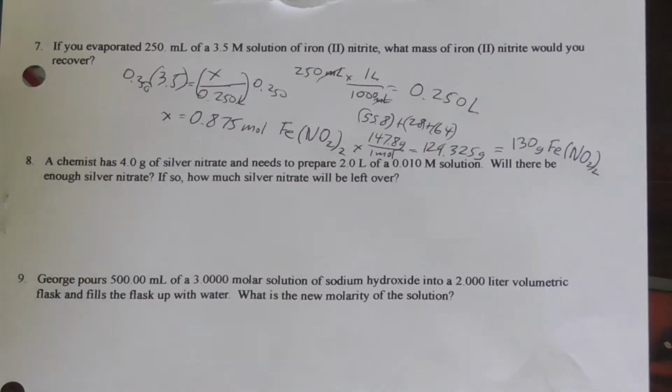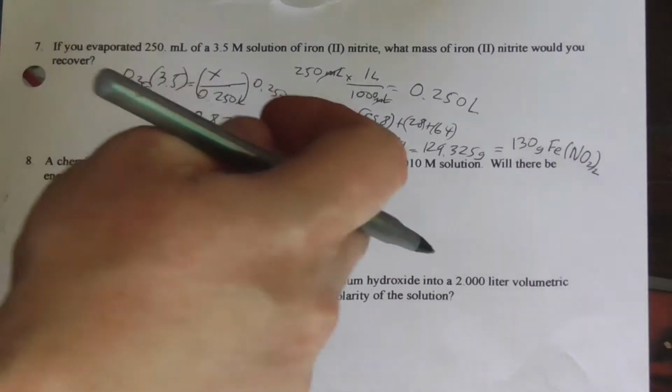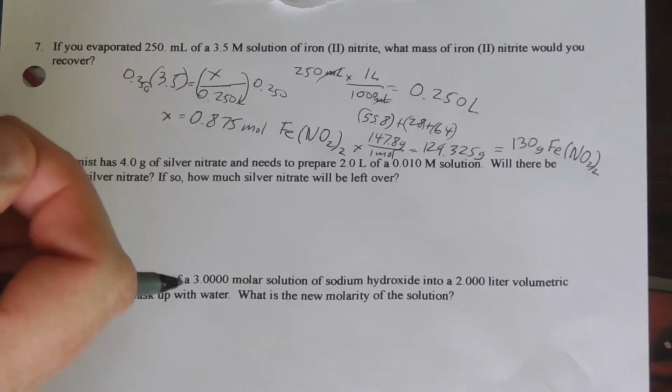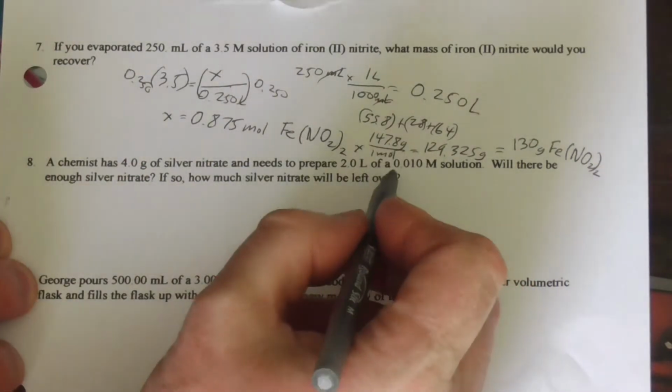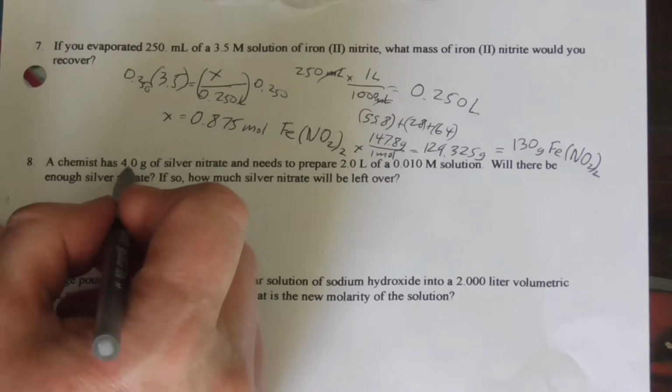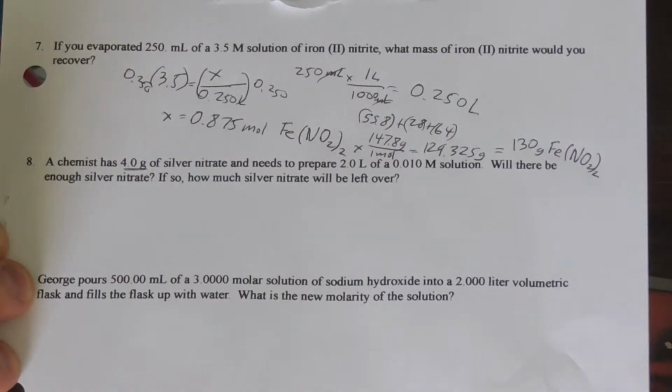Okay. A chemist has 4.0 grams of silver nitrate and needs to prepare 2 liters of a 0.01 molar solution. Will there be enough silver nitrate? So first, we need to figure out how many moles we will be dealing with, although it might be a good idea to first deal with the grams of silver nitrate. Grams turning into the moles, that's always a good first step.